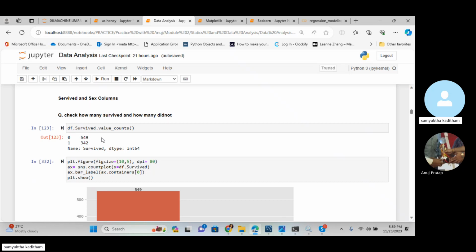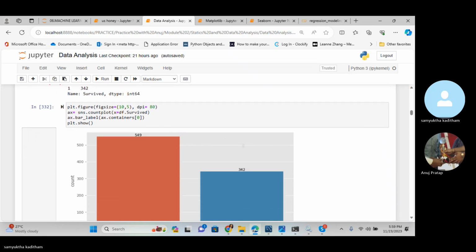We'll grab some data from the survived column. Survived is a categorical column, and there are two categories. The first category is zero, which means dead. The second is one, which means survived passengers. So there are 549 dead and 342 survived.